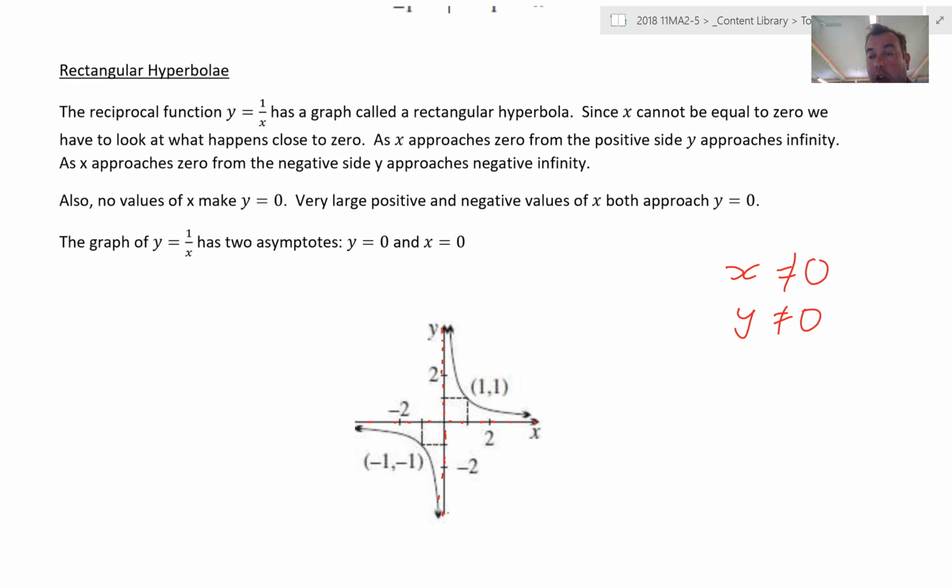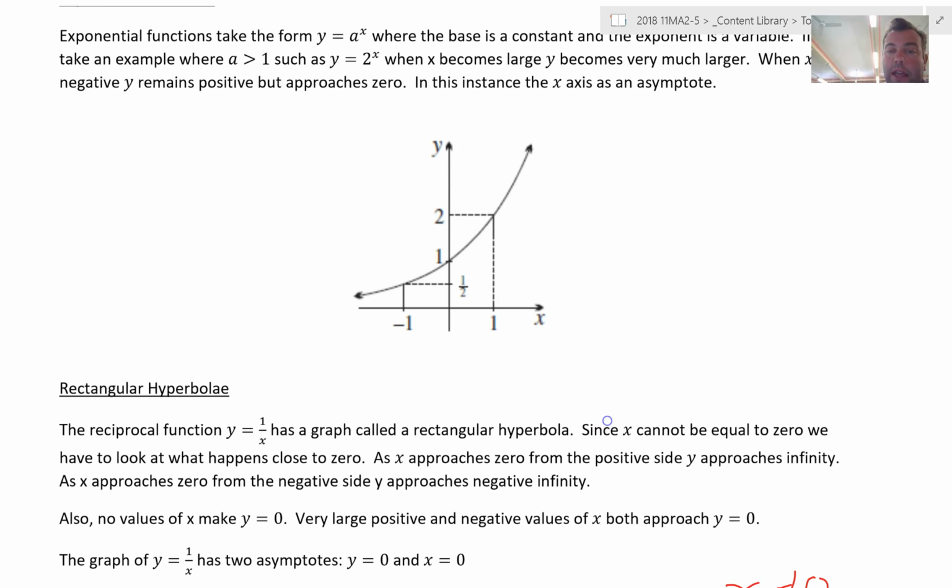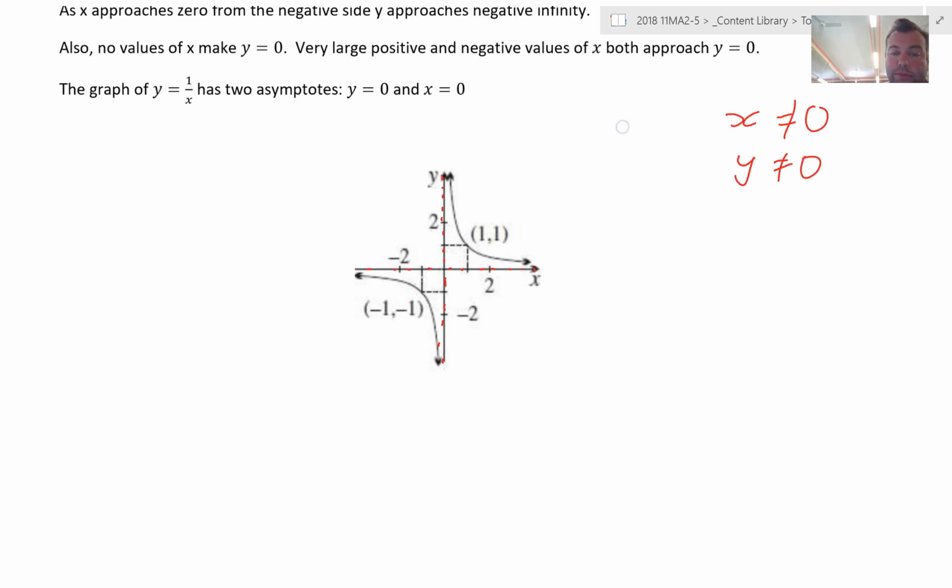Righto, rectangular hyperbola. See these things, recognize them. Two asymptotes for a hyperbola and one for an exponential.